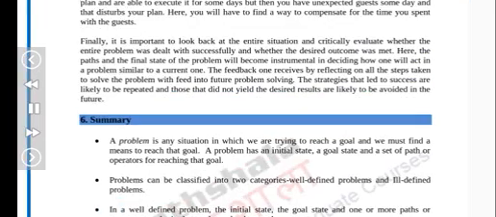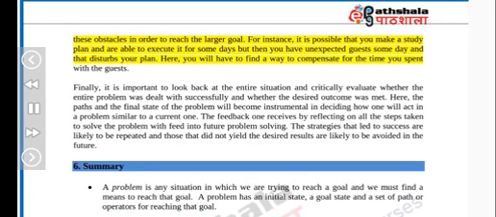these obstacles in order to reach the larger goal. For instance, it is possible that you make a study plan and are able to execute it for some days, but then you have unexpected guests someday and that disturbs your plan. Here, you will have to find a way to compensate for the time you spent with the guests.